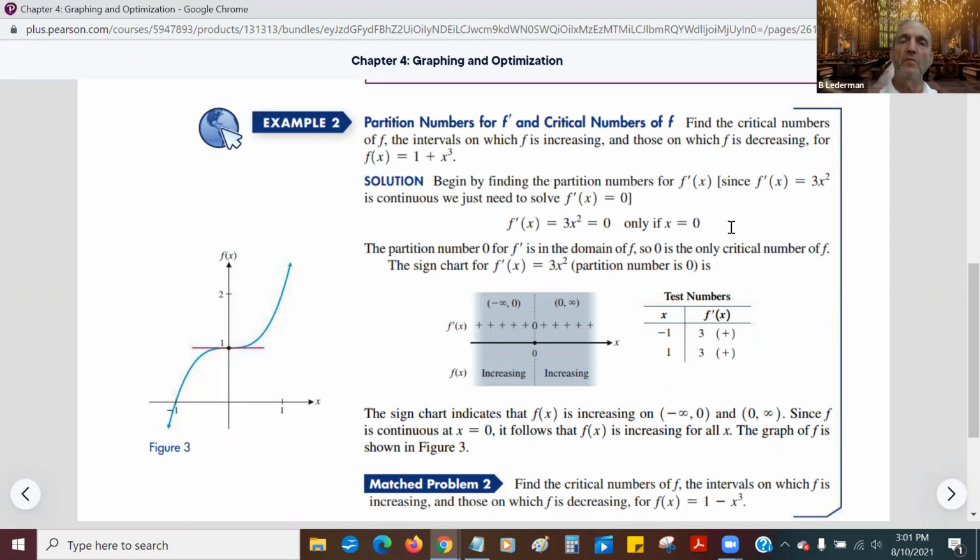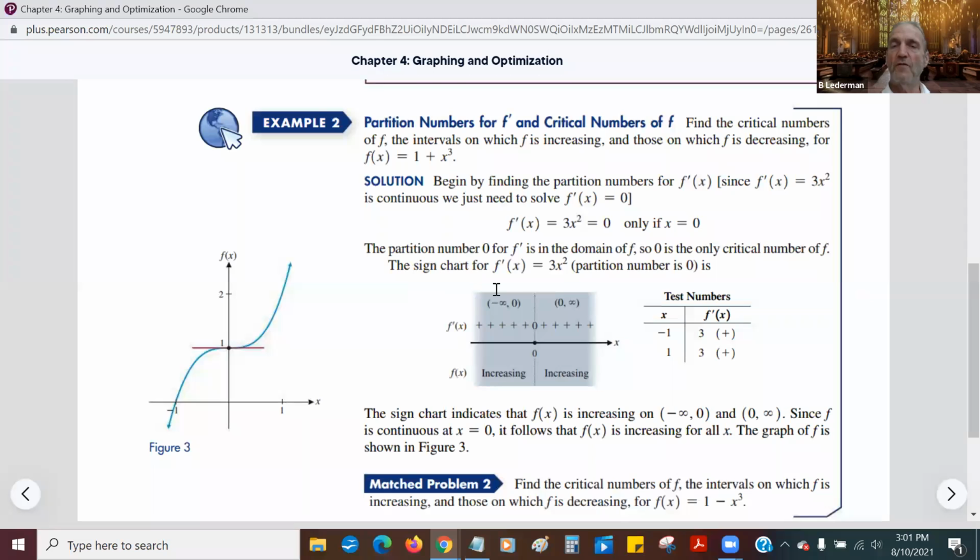The partition number 0 for f prime is in the domain of f. So not only is it a partition number, it's also a critical number. And by the way, don't get all stressed out about whether it's a partition or a critical number. It doesn't matter. The only thing that's important is the math. The names are really not that important. I'm only teaching it to you because these are the words that they use. I want you to know what the book is talking about when they use these words.